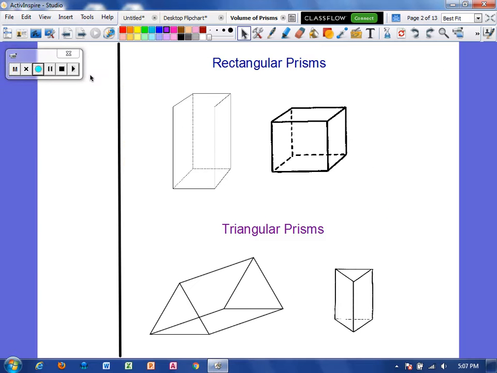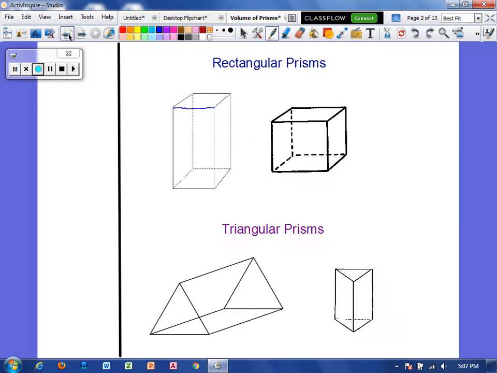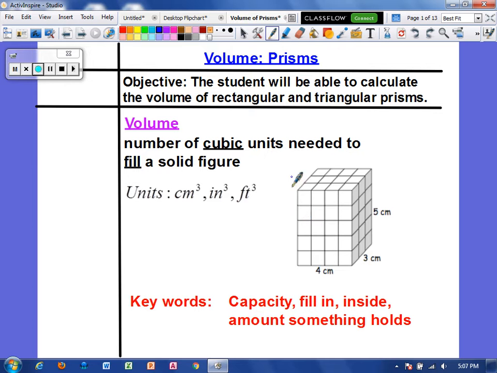Now, we've been working with rectangular and triangular prisms, and we're going to continue to do that with volume. Now, I don't know why here you can't see this line, but it should look like that. Okay, so to find the volume of prisms, you are going to find the area of the base, and that is a capital B. So when you see a capital B, that means the area of the base, and then you're going to multiply it by the height of the prism. So let me go back to the first page and show you what I mean by that.